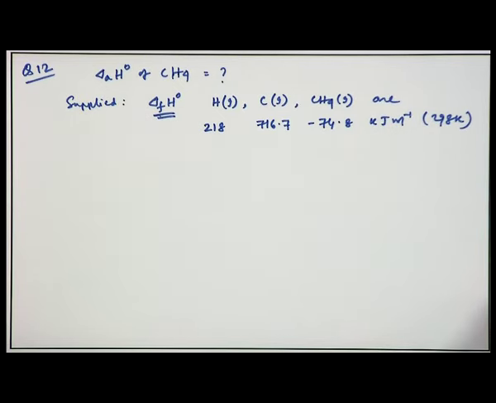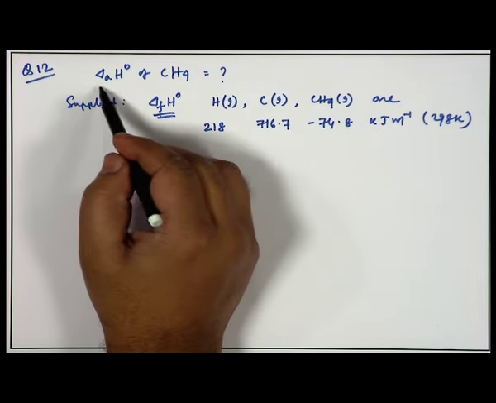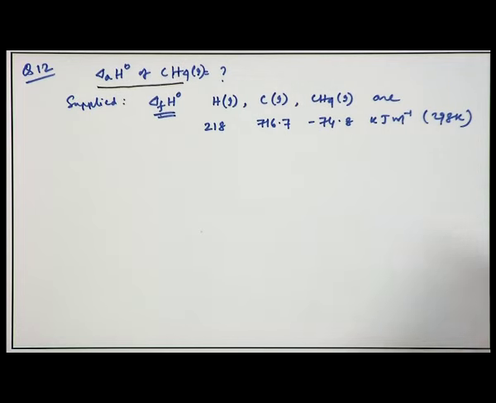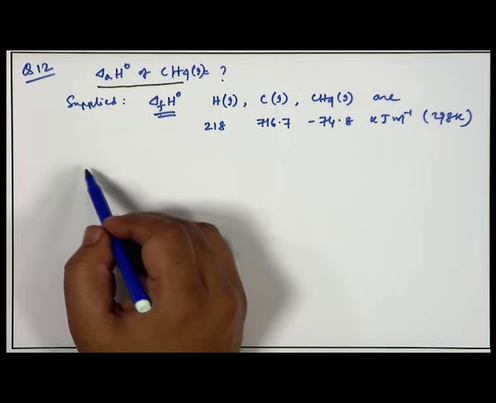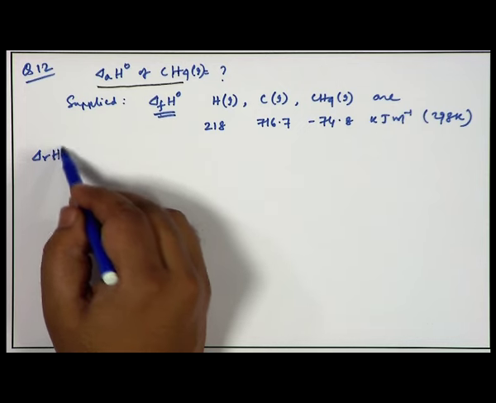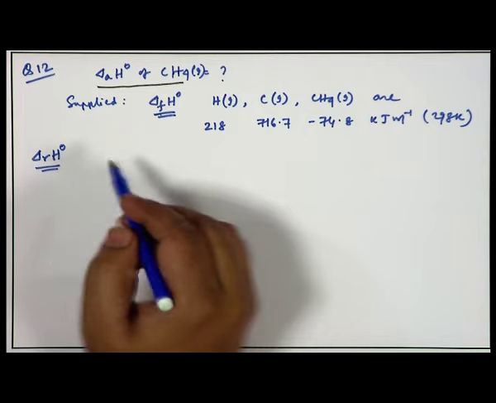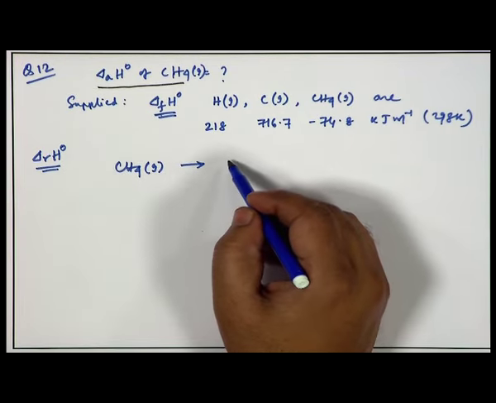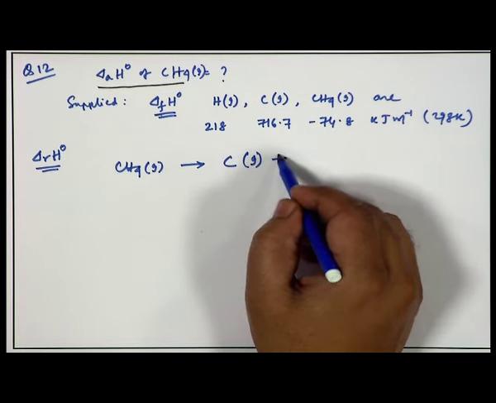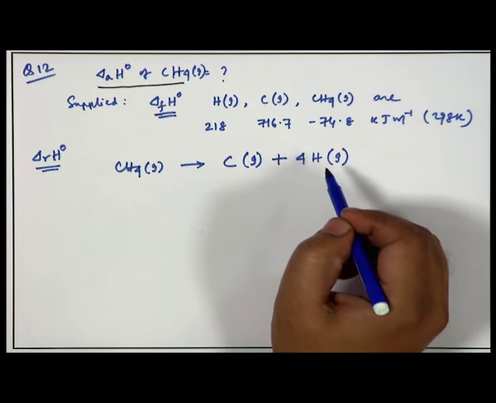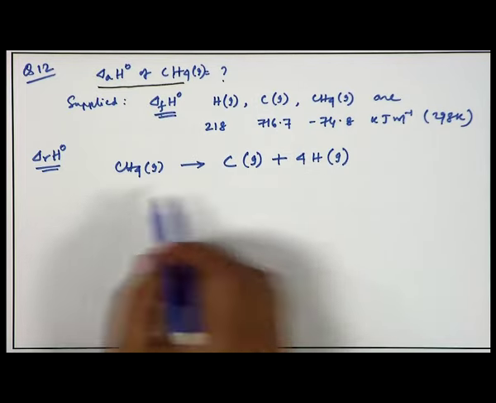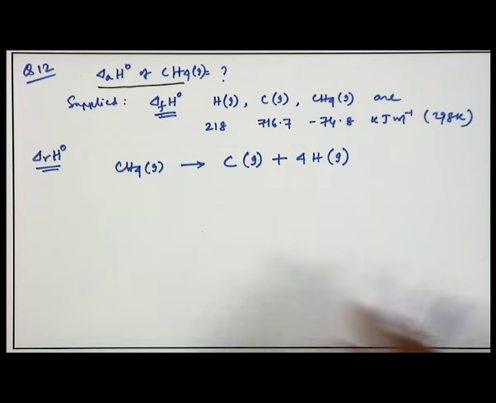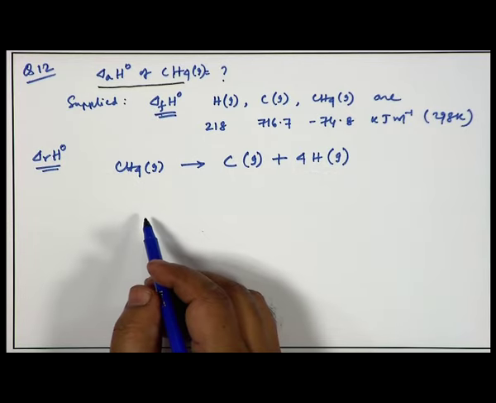So, we need to find out the standard heat of atomization for the methane molecule, methane gas. So, we need to find out delta H, the standard heat of reaction for the following atomization reaction, which is from the species to their atoms in gas phase. So, we can use Hess's law and find out from these formation reactions the value of the heat of reaction for this particular equation.